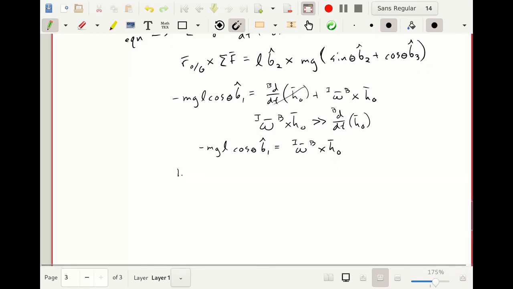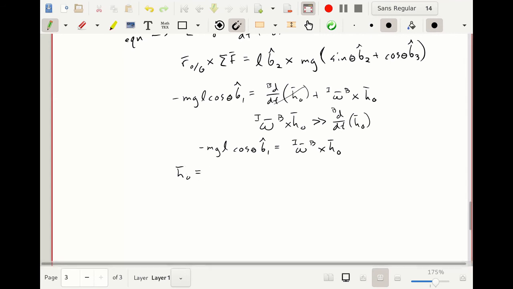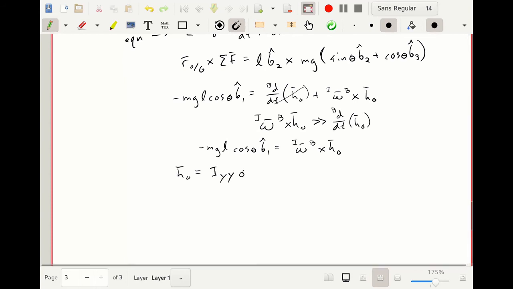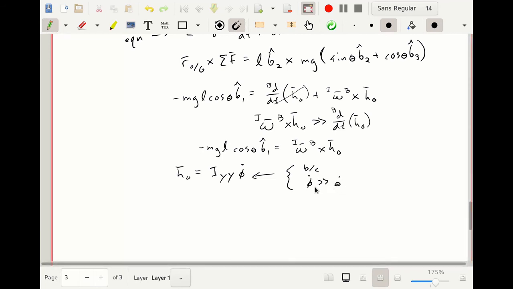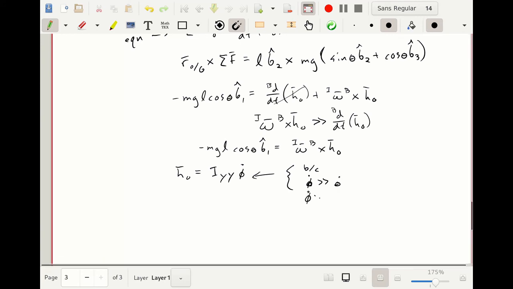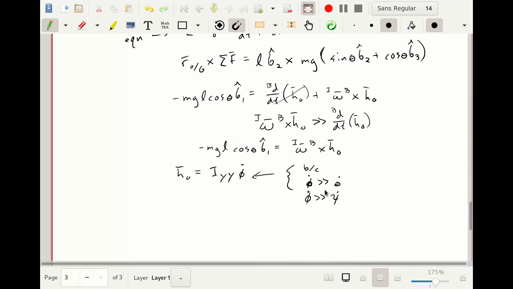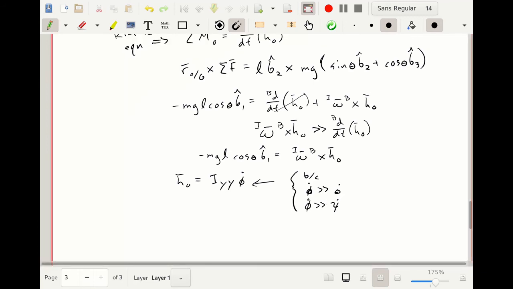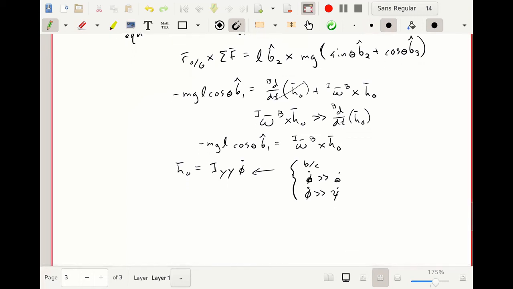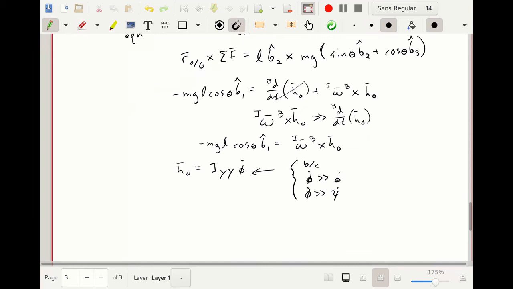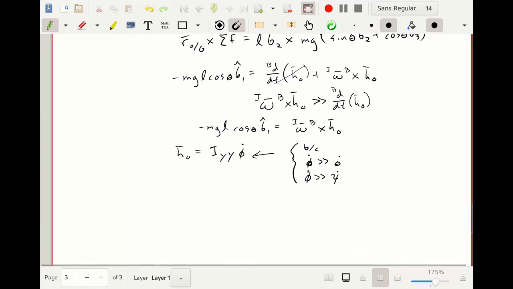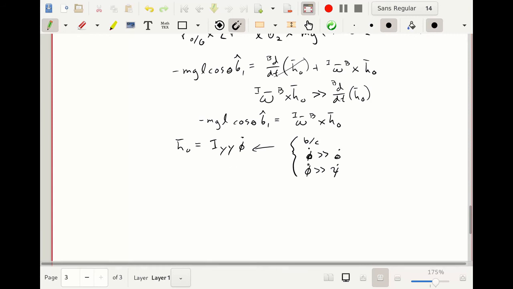So now let's look at what that H0 is. I'm going to say that it's IYY times that phi dot. This is because phi dot is going to be much more than theta dot, so my rate of spinning is a lot more than my nutation, and phi dot is much more than psi dot. The end result is that my main angular momentum is that IYY times phi dot. So the one moment of inertia that's different from the other two.